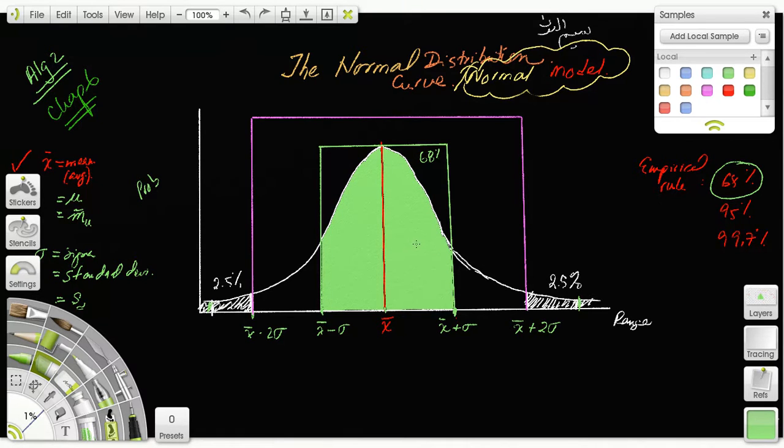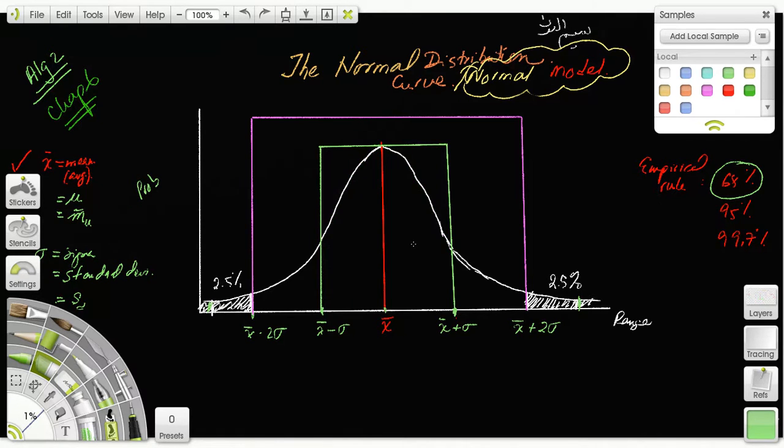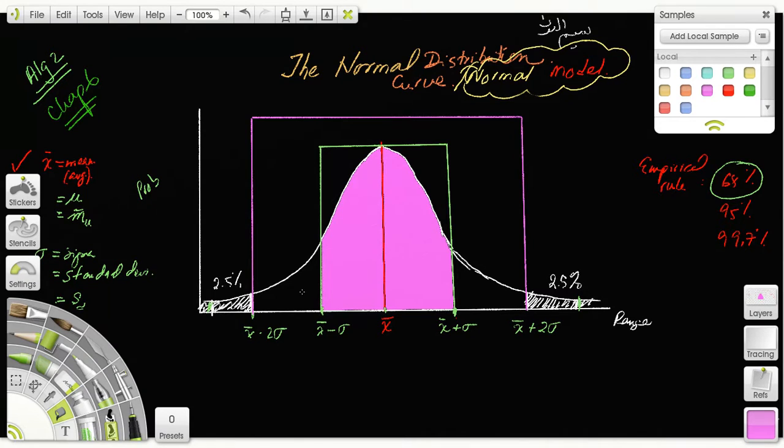And then the 95 says that 95% of the data is within two standard deviations. So here's one standard deviation, here's two standard deviations. That's 95% of the data. So that's what the empirical rule means. And three standard deviations.